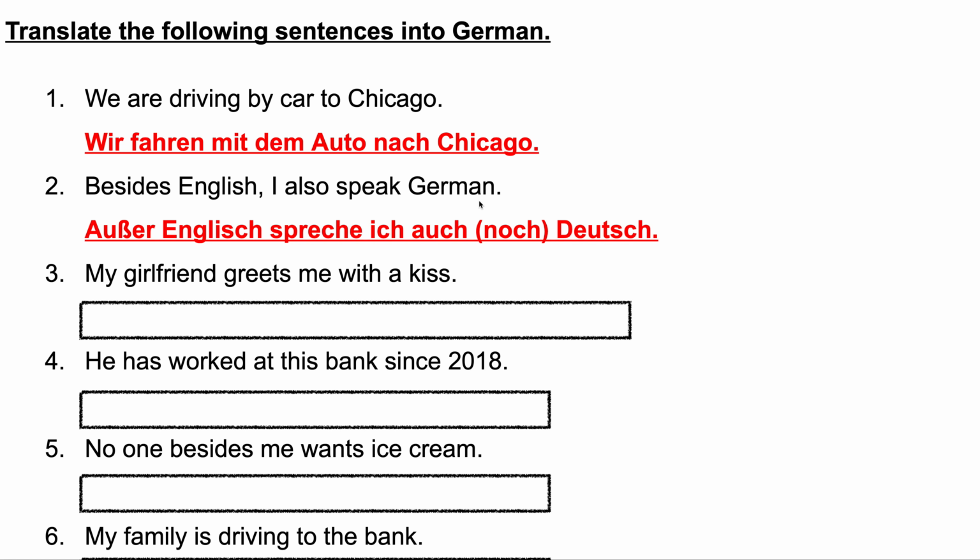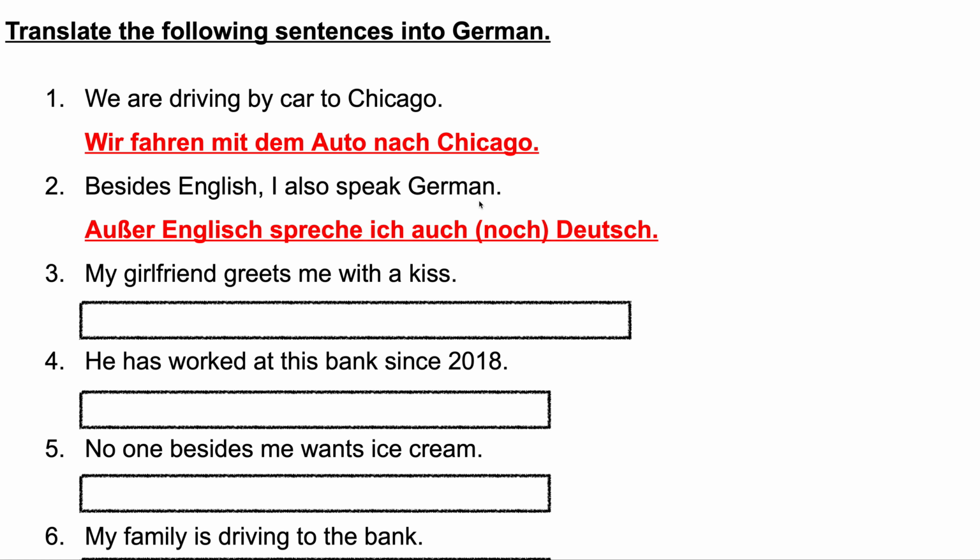Auch is also, and if you wanted to, you could also throw in noch. Noch is not necessary for this sentence to make sense, but I personally would phrase it like that. It just flows better. Außer Englisch spreche ich auch noch Deutsch. In addition to English, I also speak German.